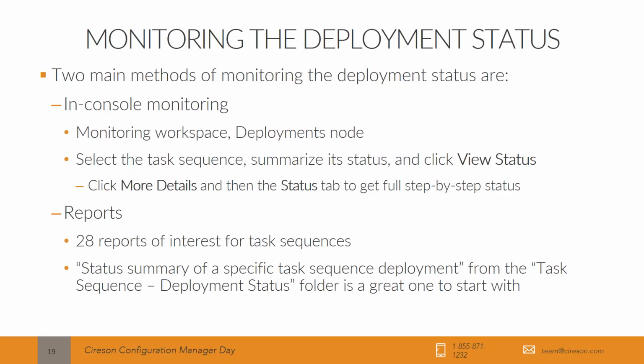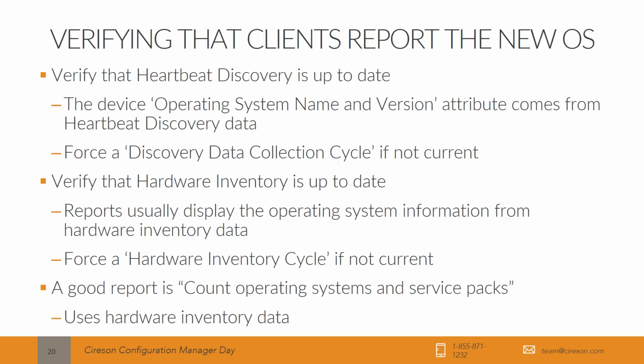So you can do that if you like the in-console monitoring method. If you like reporting, then in task sequences, there are a few different groups or folders of reports. Last I counted, there were 28 different reports for task sequences. One to look for status is the status summary of a specific task sequence deployment, and that's in the task sequence deployment status folder. So you can start there.